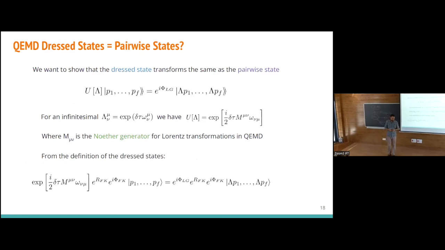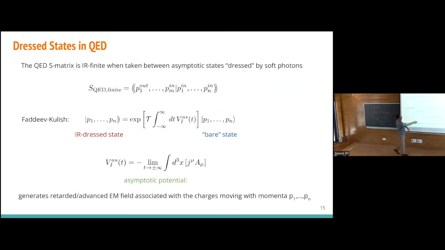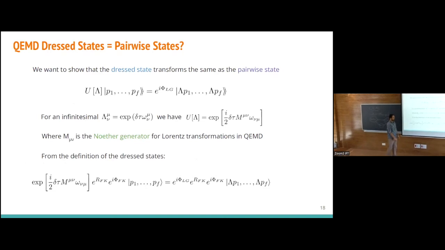Okay, good. So what do we want to show? We want to show that these Dressed states, which, let me remind you how they're defined, are the normal quantum states acted on by this dressing factor that dresses them with all possible soft photons. We want to show that their Lorentz transformation properties are identical to the ones of the pairwise states that we defined from group theory. Specifically, you can take an infinitesimal Lorentz transformation and write its unitary representation as follows, using the Noether generator M mu nu for Lorentz transformation.